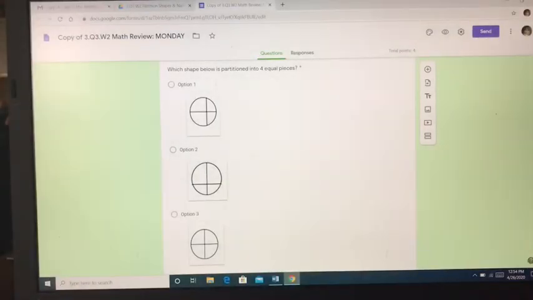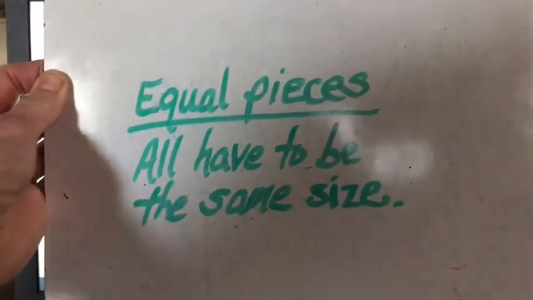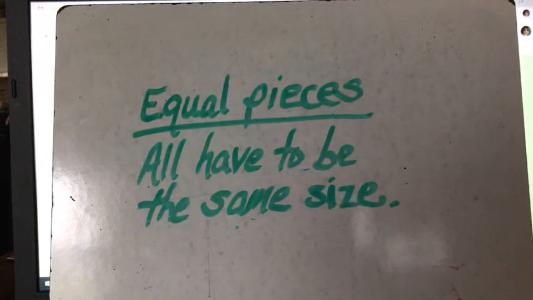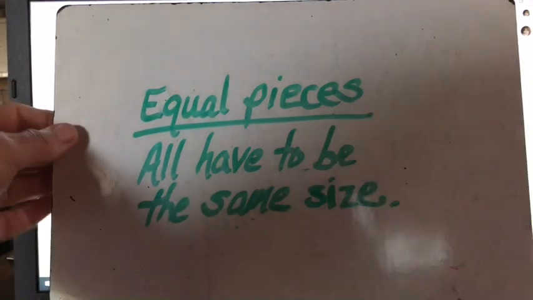The fourth problem reads, which shape below is partitioned into 4 equal pieces? Partitioned means divided. So I need 4 equal pieces. Now, if they're going to be equal pieces, all have to be the same size. All right, if you're dividing something with your friends, you want to make sure to be as fair as possible, that everybody gets an equal size of something.